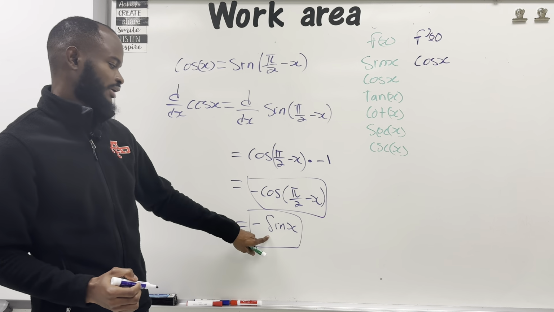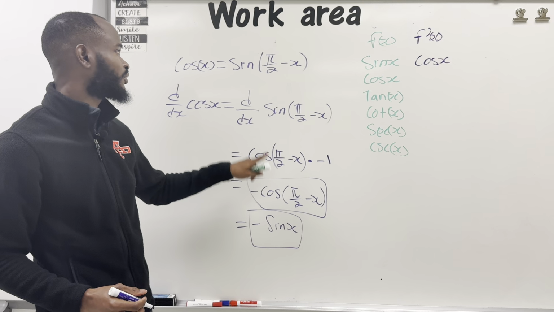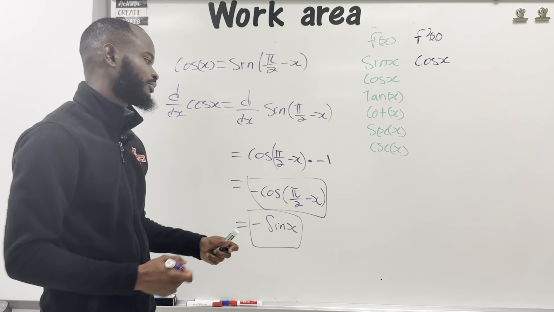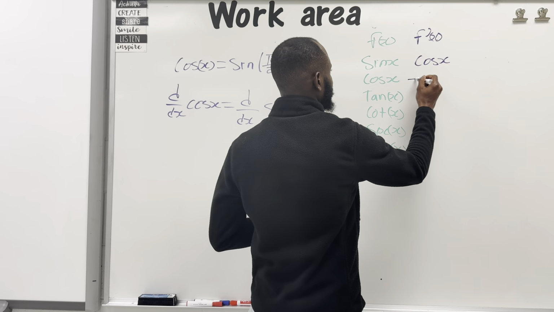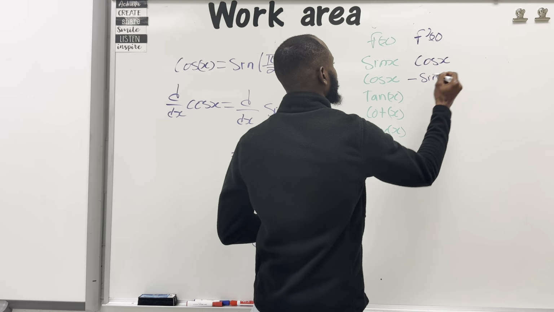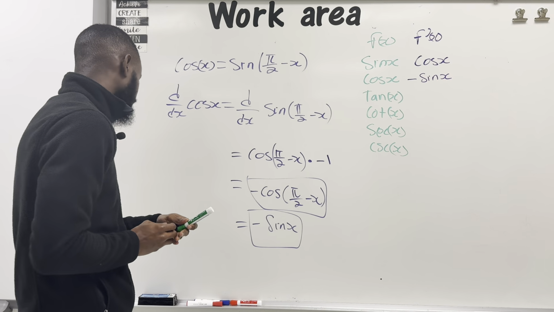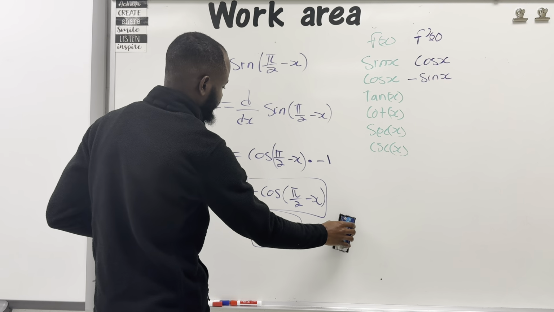And I think that is why they represent the derivative of cosine of x like this. Easy to remember. So it's just the negative of sine of x. So that's negative sine of x. Now let's move on to the tangent of x.